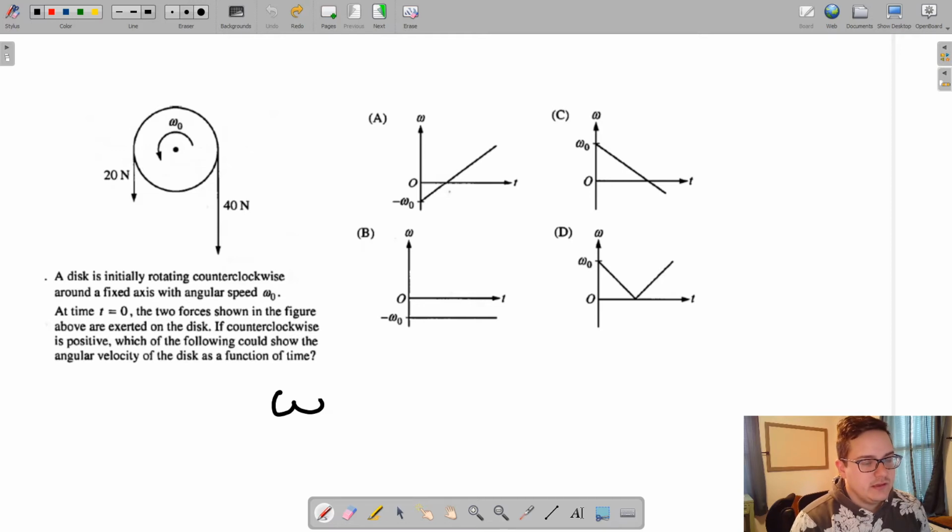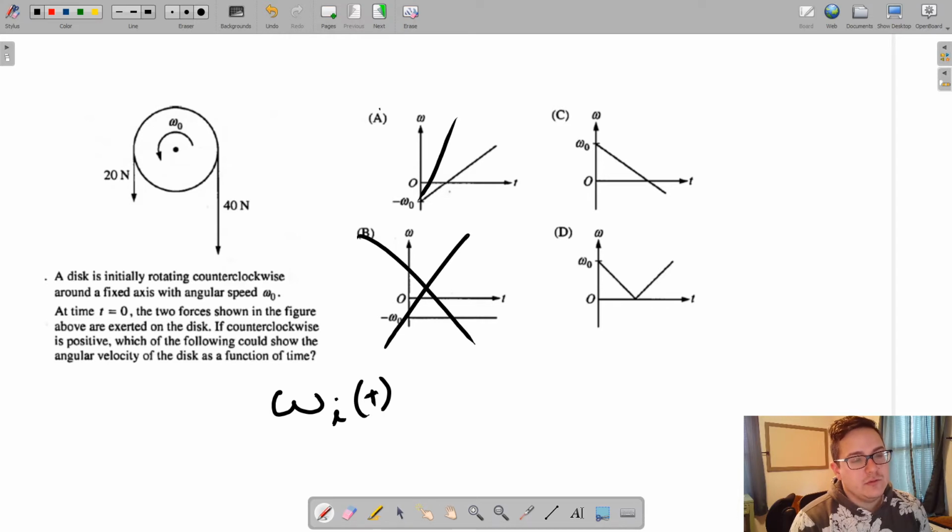So we're going to say that initially this thing has a positive velocity. With that, we can immediately go ahead and knock out two of our answers because those start with negative initial velocities. Which of the following could show the angular velocity of the disk as a function of time?